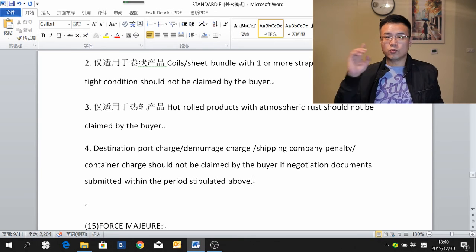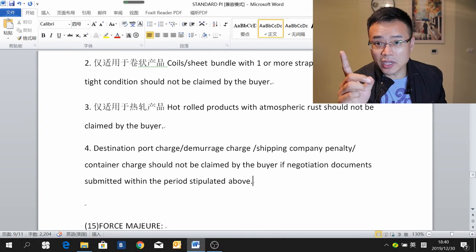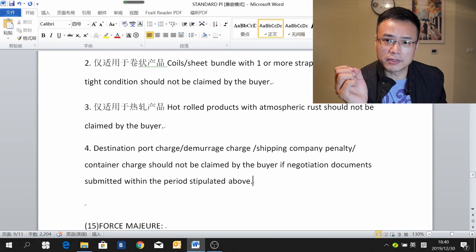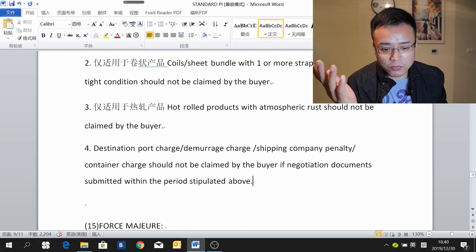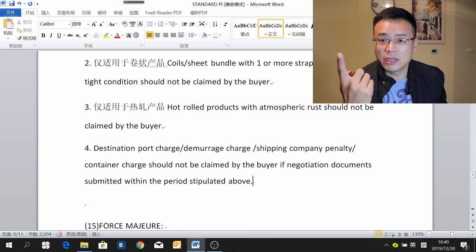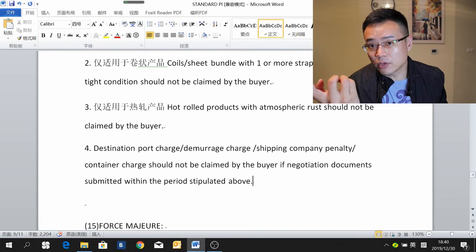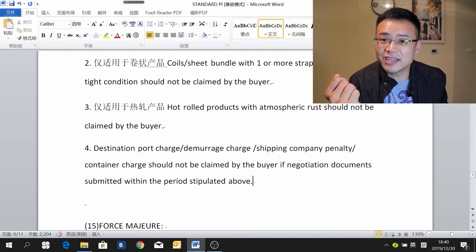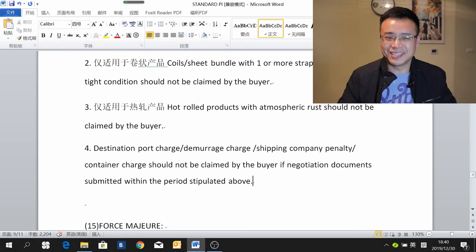Like Jebel Port, one container, each day you're going to pay like 150 Chinese yuan, one container. So sometimes we have 10 containers. One day we're going to pay 1,500 Chinese yuan. And just for 10 days delay, 15,000.